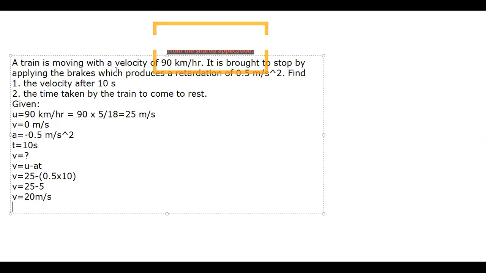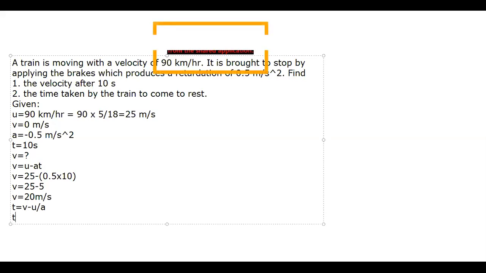So now here t is not given. Now let's find out the t. Which formula are we going to use for this? We are going to use t is equal to v minus u upon a. Yes, t is equal to v minus u upon a.